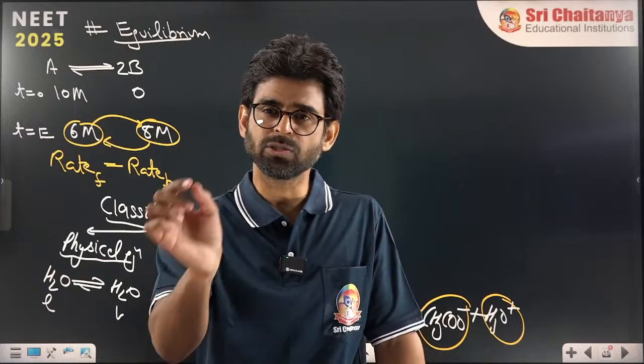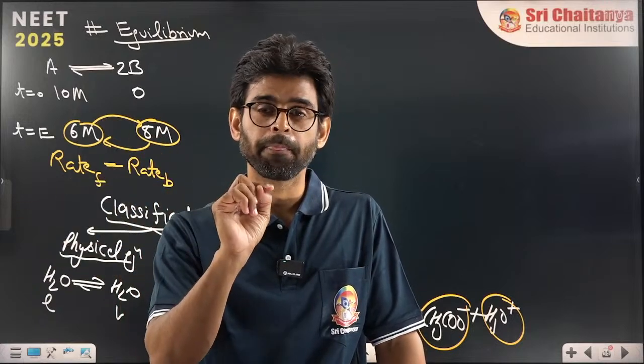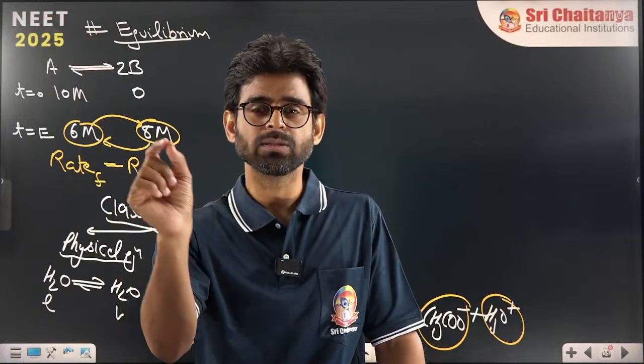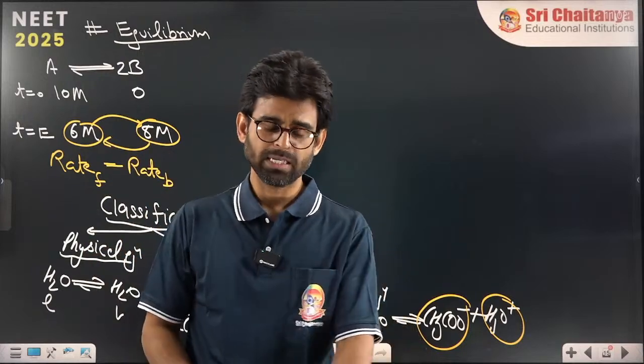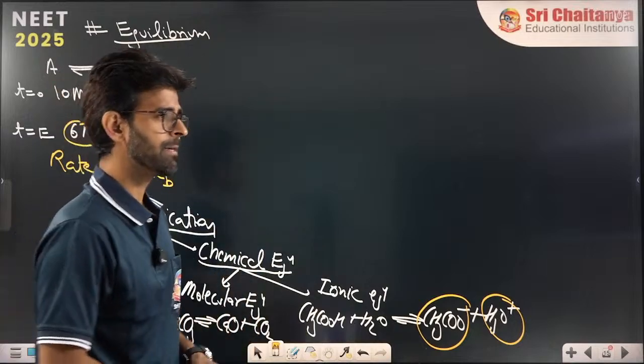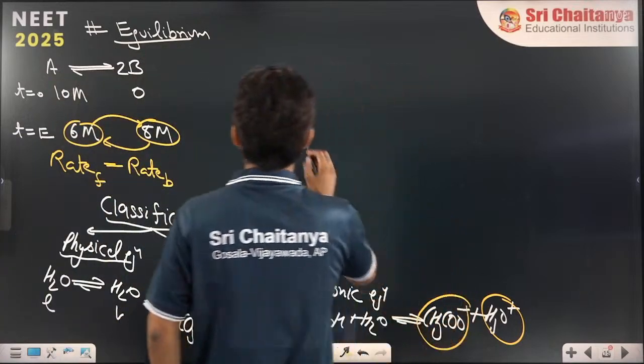Like CaCO3 solid giving CaO solid plus CO2 gas, that is heterogeneous. Ammonia giving N2 gas and H2 gas, everything is gas, so which one is it? Homogeneous equilibrium, right?